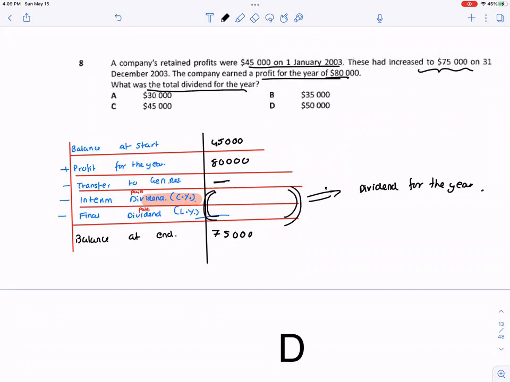Just tell me if you all are clear with this. 50,000. How much? Yes, miss.